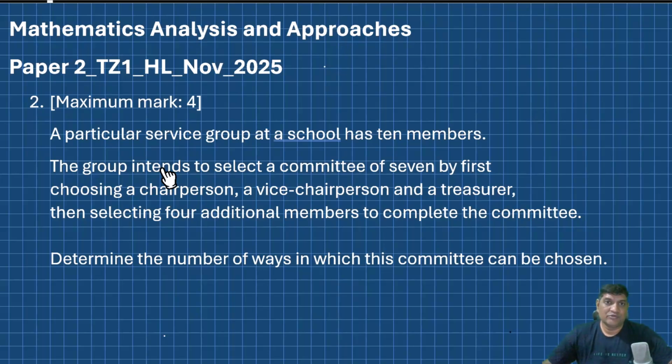Mathematics Analysis and Approaches, Paper 2, Timezone 1, HL, November 2025. This is question 2, which is of 4 marks.